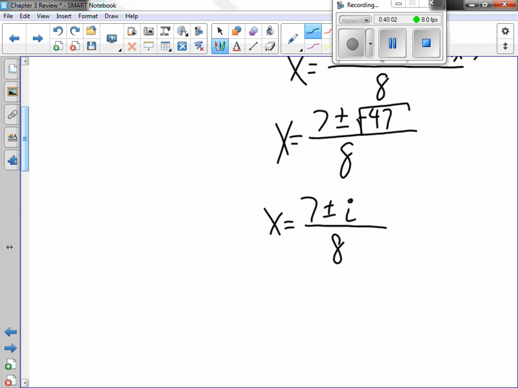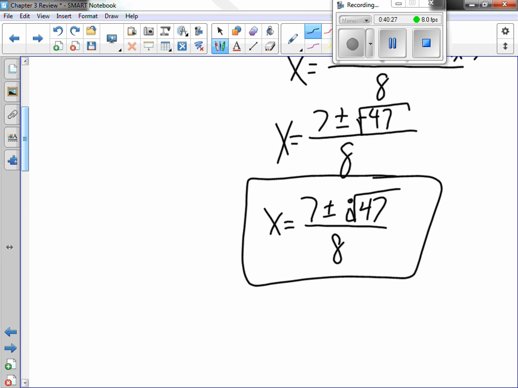Now we will get i out of that square root because anytime there's a negative inside the square root, it'll always come out as i. And then we can plug the square root of 47 into one of the yellow calculators, and it will tell us that it's just the square root of 47. It does not reduce. And that's it. Because there's no other way to simplify or reduce it any further than that there. Any questions on this here?